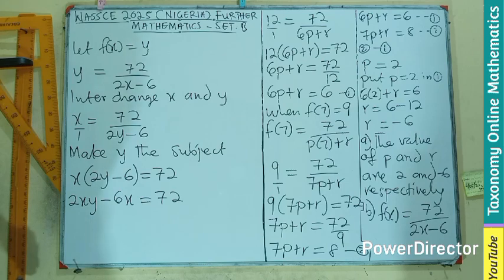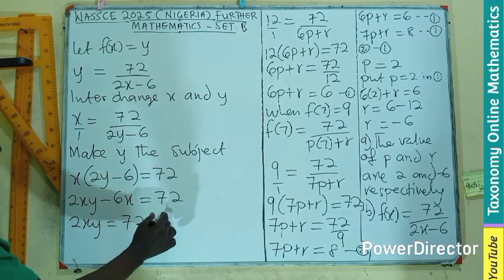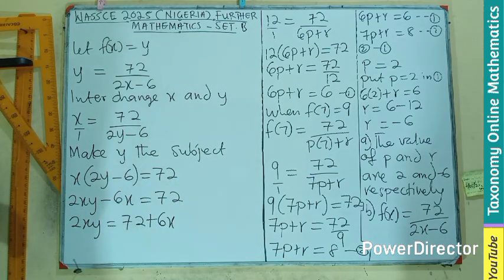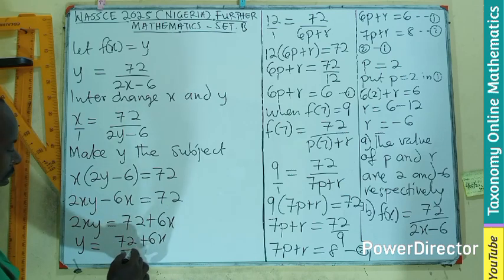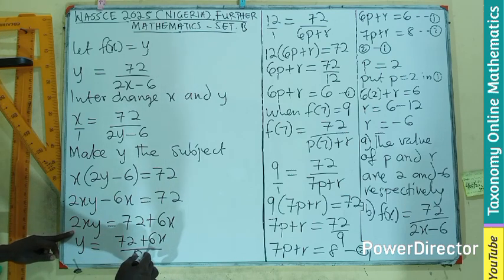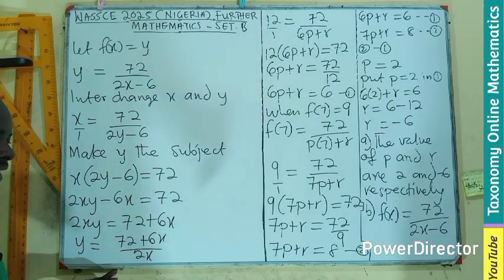What do we do now? We maintain the 2xy here. 72 will be here. Then plus 6x. What is next? We should be able to have this alone. So y is equal to 72 plus 6x divided by 2x. So this is the inverse that we are looking for.